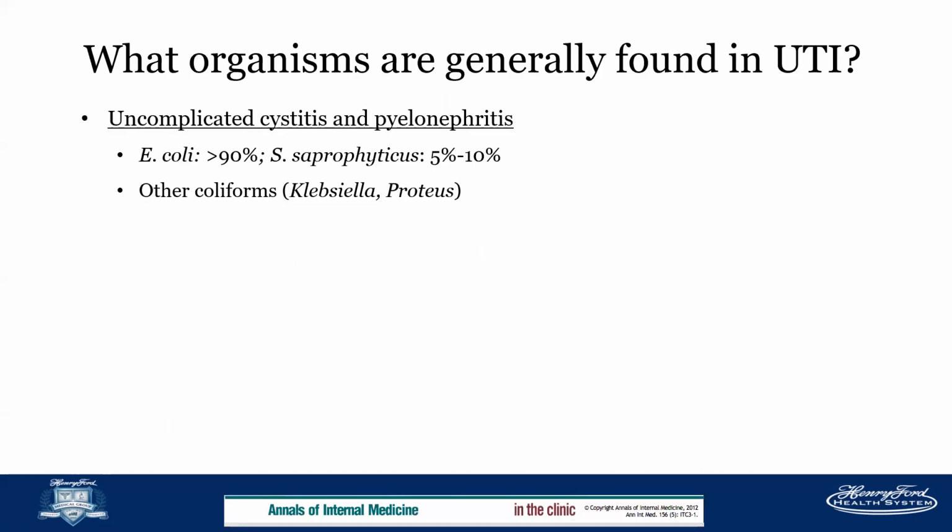In uncomplicated cystitis and pyelonephritis as well, E. coli is by far the number one organism causing urinary tract infections. And then we have Staph saprophyticus, a coag-negative staph that causes urinary tract infection. Typically we see these Staph saprophyticus infections in young women. Other organisms that commonly cause infections in the urinary tract are Klebsiella and Proteus.